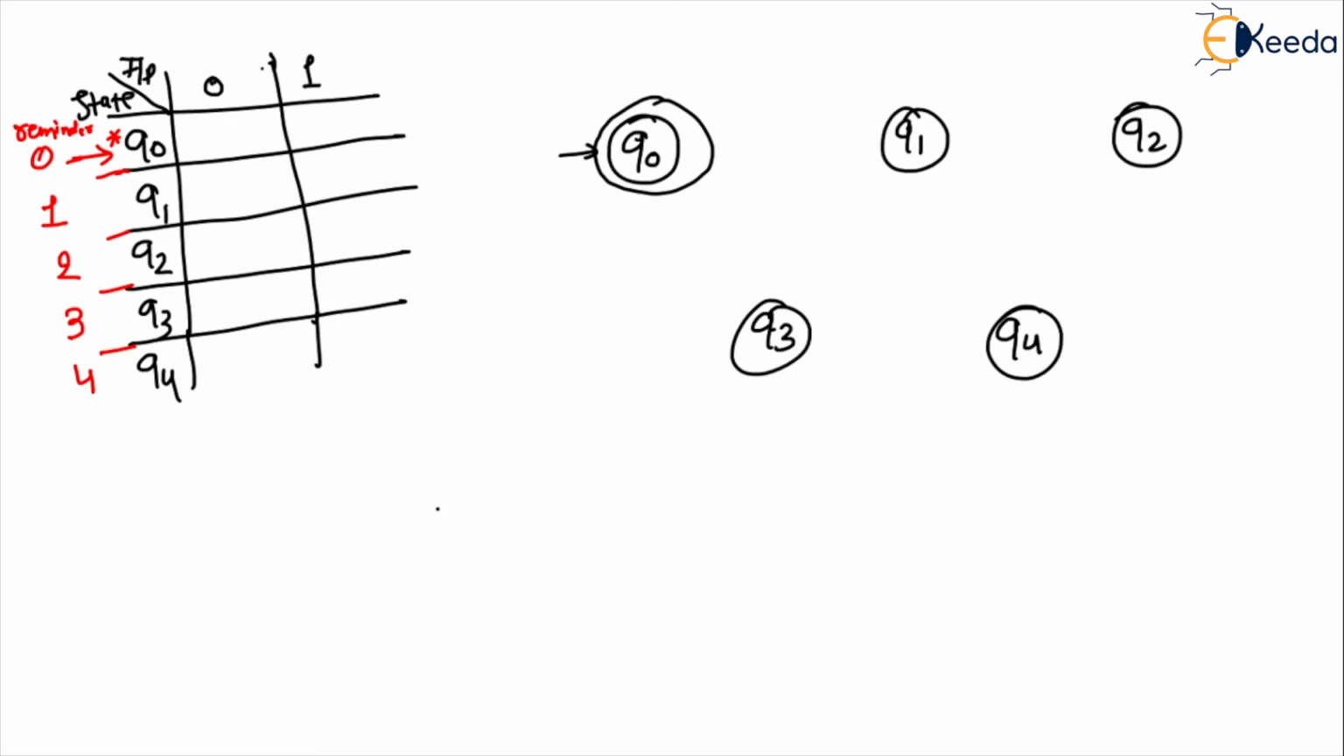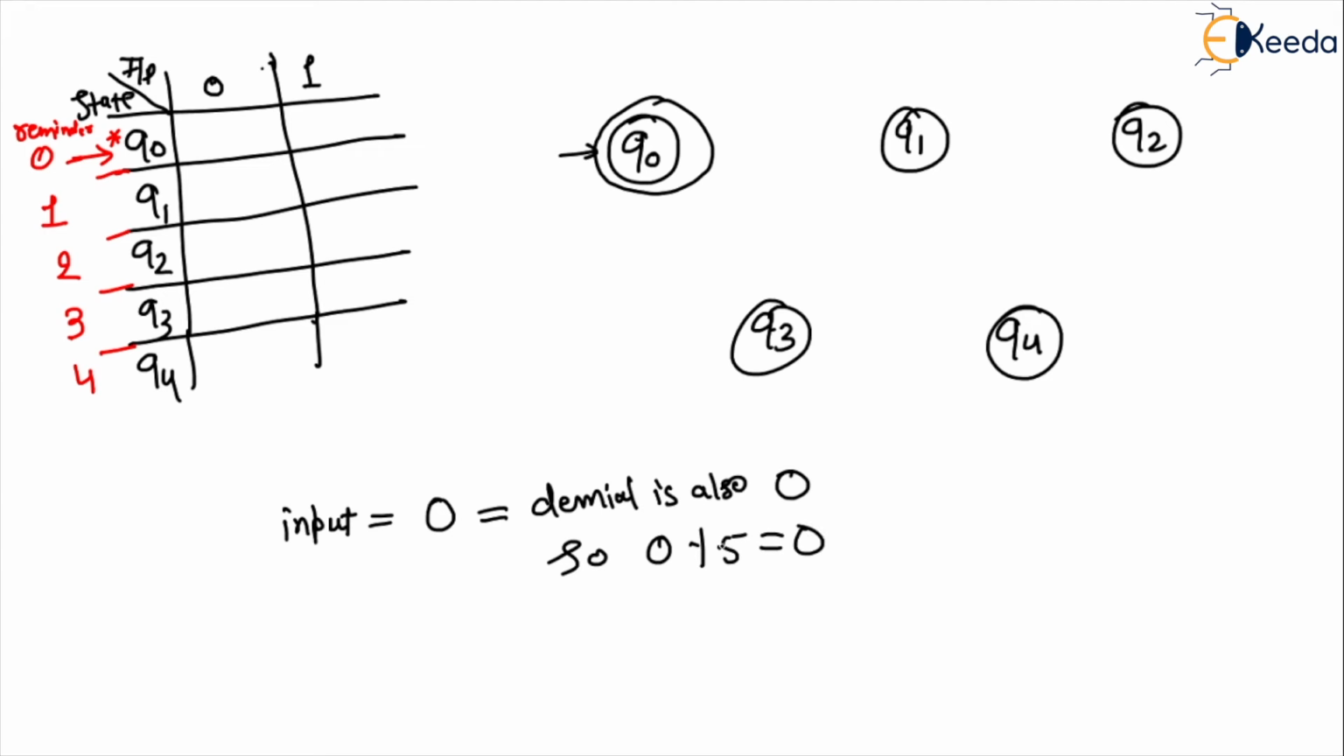So just see here, when you apply input 0, the input string is a single 0. What is the decimal? The decimal of 0 is also 0. So 0 mod 5 is again 0. The input string is 0, that is the input, in binary form.